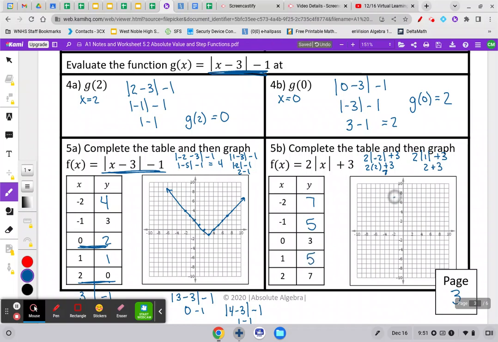Negative 2 up 7, negative 1 up 5, over 0 up 3, over 1 up 5, over 2 up 7. Guys, these are just coordinates that I'm plotting. That's based on these guys.